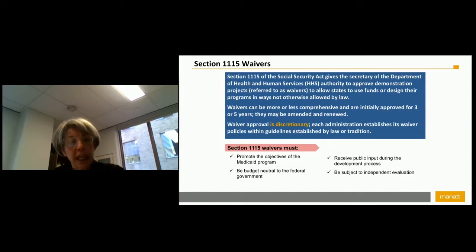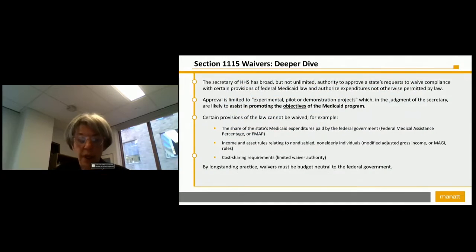They can be pretty narrowly drawn, but for the most part, when a state goes through the trouble of asking for a Section 1115 waiver, they tend to be pretty comprehensive, meaning they may make significant changes to the program or provide significant new authority to the funding to the state. So unlike the state plan amendments, waiver approval, Section 1115 waiver approval in particular, is discretionary. Each administration decides really the kind of waivers it's interested in approving, and there are also guidelines that exist in law as well as tradition. So let me go to the next slide to just talk a little bit about those constraints and how the discretion is defined under the law.